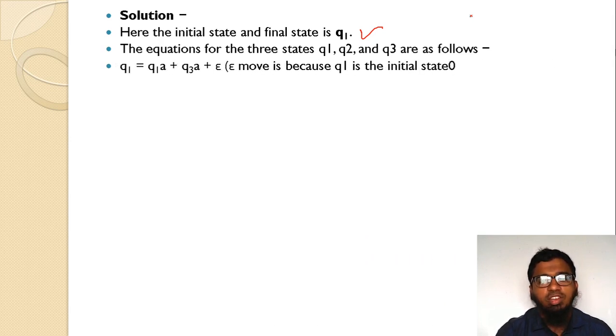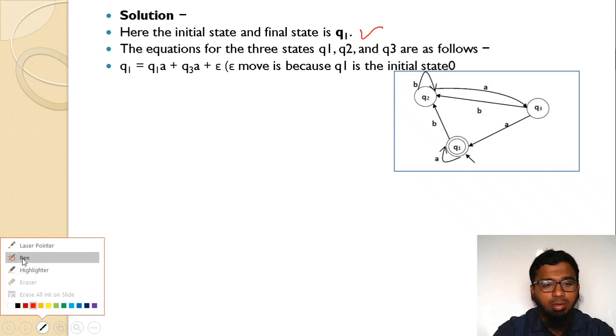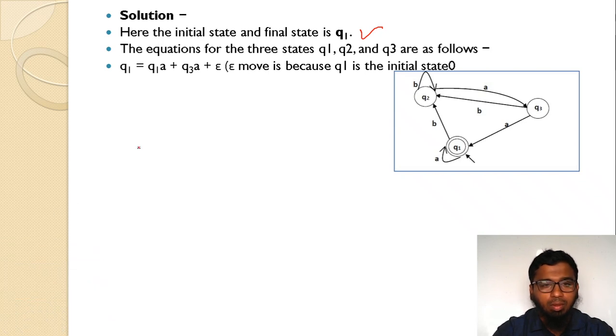The first equation for Q1 is Q1 equals Q1A plus Q3A plus epsilon. How did we get this? This is based on the state diagram. So how did we get this equation? We got this equation based on this state diagram.